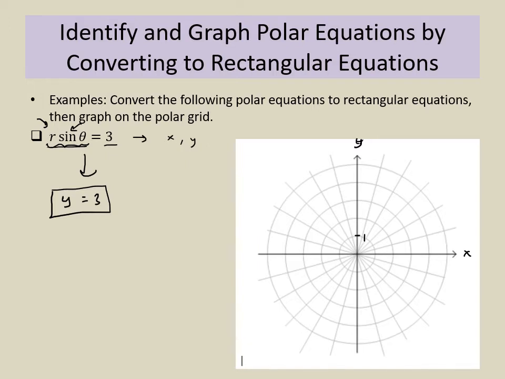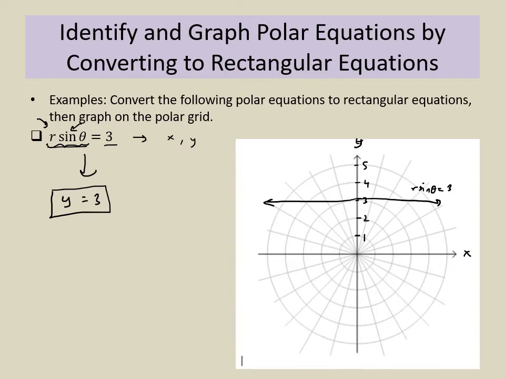So if right here, this is 1, 2, 3, 4, 5, the line y equals 3 is a horizontal line that goes like this. So we cheated a bit, but now we have graphed the equation r sine of theta is equal to 3 on the polar coordinate system by converting it into rectangular coordinates first.